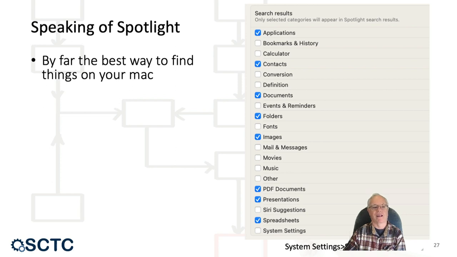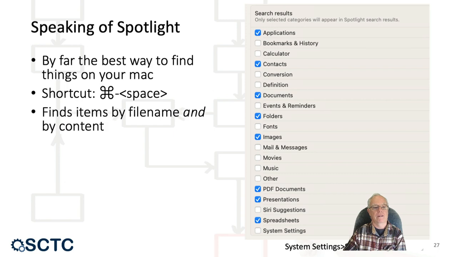So speaking of Spotlight, it's by far and away the best way to find things on your Mac. First of all, the shortcut is Command space, and it's usable anywhere. No matter what app you have open, if you press Command space, it will bring up that Spotlight search. And it will find things by file name and by content.